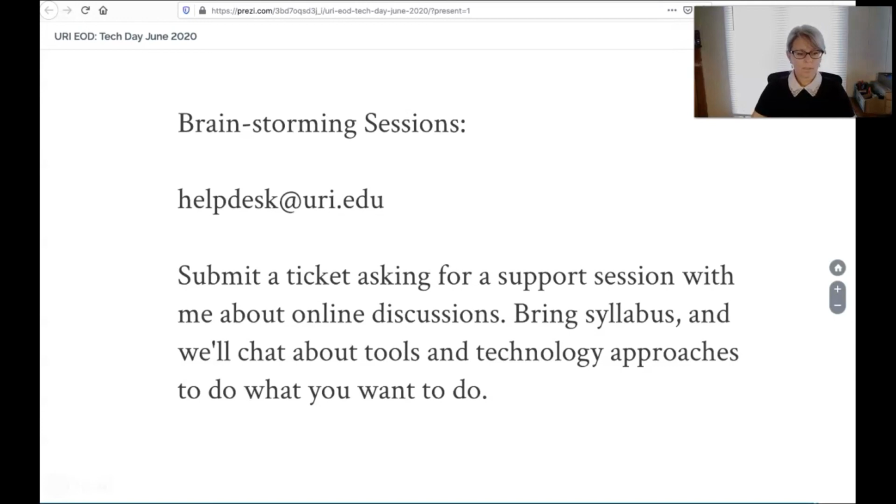And then we'll set up a time that works within your schedule, and bring your syllabus, and let's just chat about what you're doing, what you want to do, what kind of tools and technology approaches that you're interested in, and then I can help you make decisions after that, like this tool or that tool will fit that, or here's a kind of technology approach you could use to do what you want to do in the classroom or help your students reach that goal. So I'm always available to do brainstorming sessions.